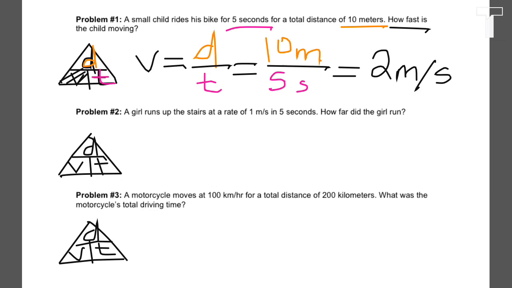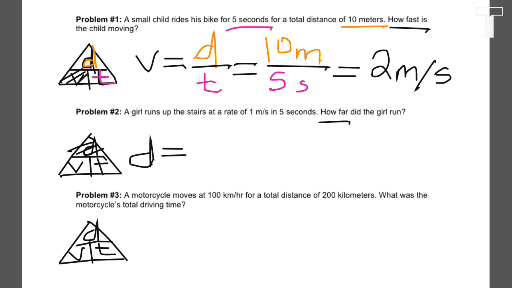Now problem number 2 says a girl runs up the stairs at a rate of 1 meter per second in 5 seconds. How far did the girl run? So the problem's saying how far, which is referring to distance. So I'm going to shade in D. So now we have D equals. So now let's look at the problem.